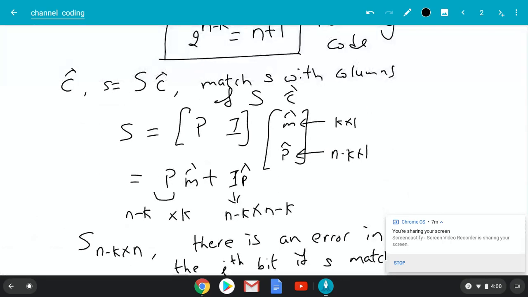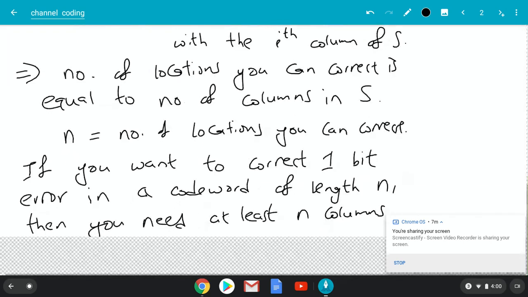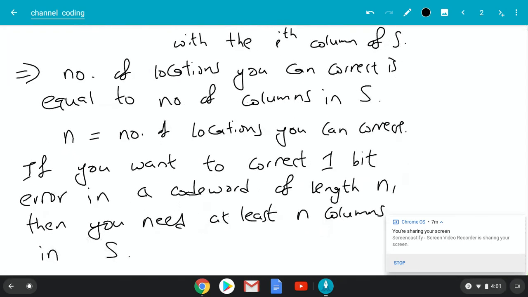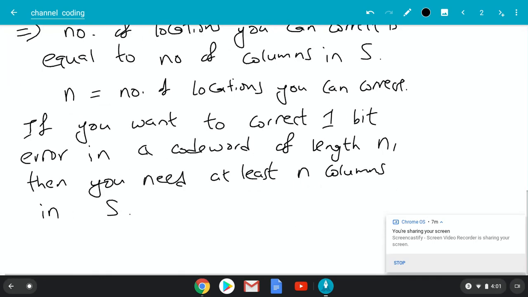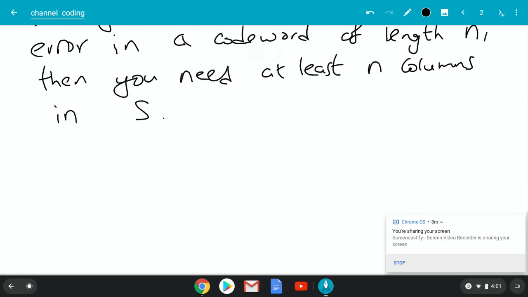So the way you do this is you match small s with the columns of capital S. And whichever column that matches, you say that's where the error is, right? So that means if you want to correct single error bits in the code word of length n, you need at least n columns in S, right? Because you need at least that many columns to pinpoint the exact locations of errors. So the number of columns in S should be at least n, right?